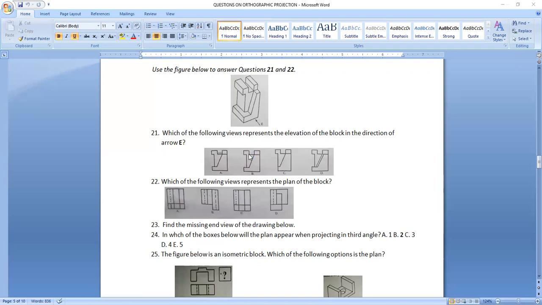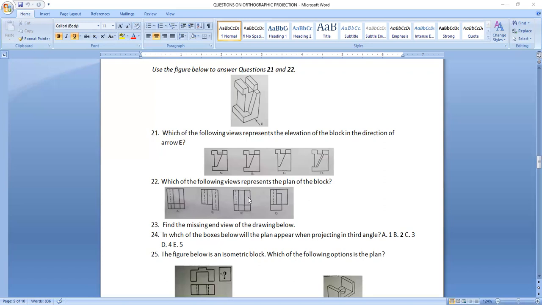Then we move to question 22, which says, which of the following views represent the plan of the block? For the plan of the block, we are going to see this rectangle, this rectangle, this rectangle, and this rectangle, including this rectangle here. So let me start from here. This rectangle and this rectangle, I'm taking option B. Option B is the answer.